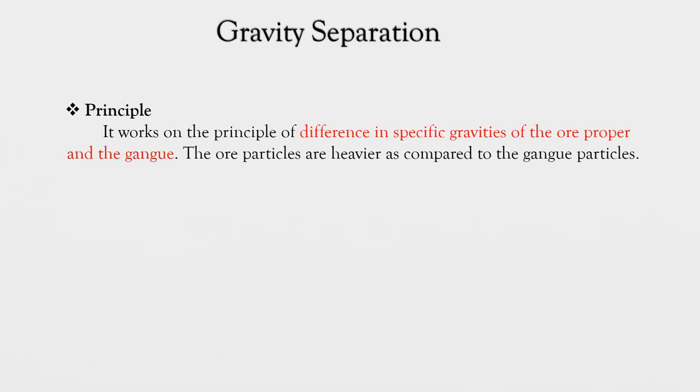The first process being gravity separation. Gravity separation works on the principle of difference in specific gravities of the ore proper and the gangue. The ore particles are heavier as compared to the gangue particles. Gravity separation is a process which is used for the concentration of oxide ores, carbonate ores, hydroxide ores.